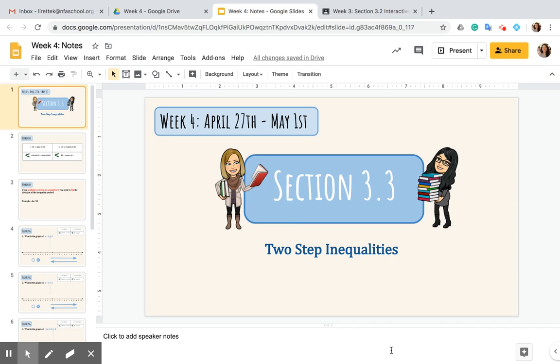Hi, everybody. So we're going to continue with our week 4 lesson. This is going to be what I'm going to refer to as section 3.3, which is two-step inequalities. So last time we talked about one-step inequalities, how you solve them kind of the same way you solve a one-step equation. The only difference is you have an inequality symbol and then you graph your answer.